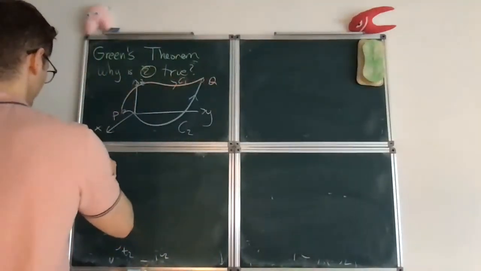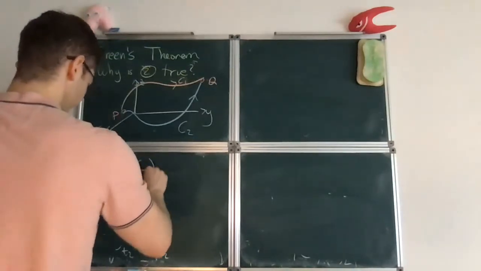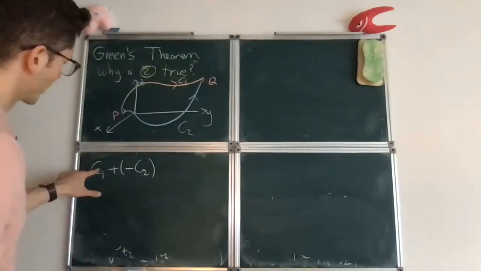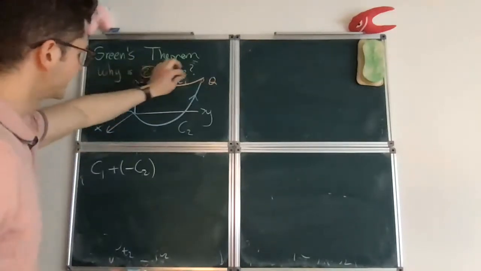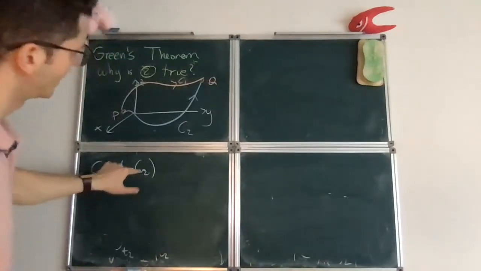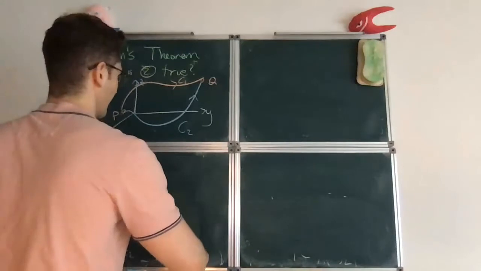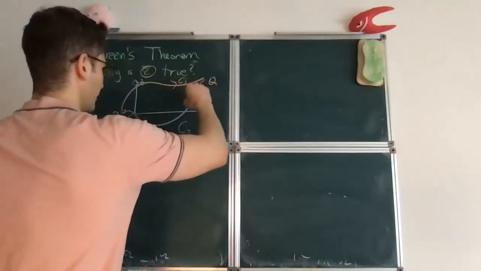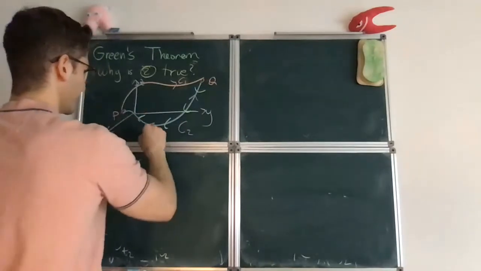And so usually the way in which you would say that is C1 plus minus C2, right? That means concatenate the two curves. So take the curve C1 and concatenate it with the curve C2, but with the reverse orientation, so that you can really join them together. So now you're changing orientations.